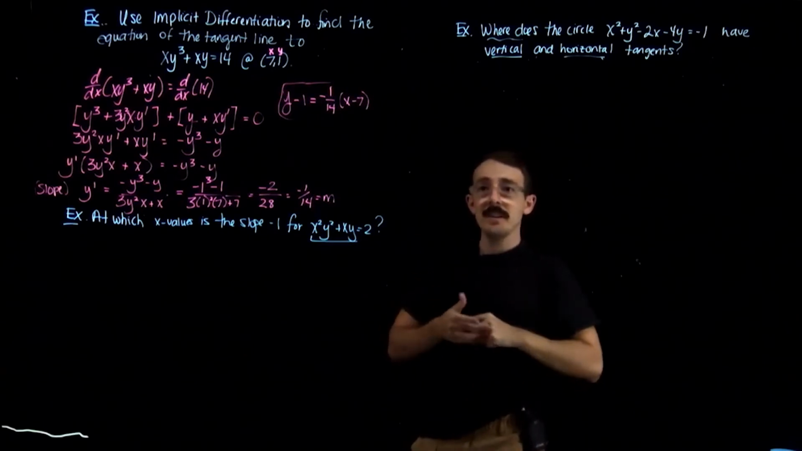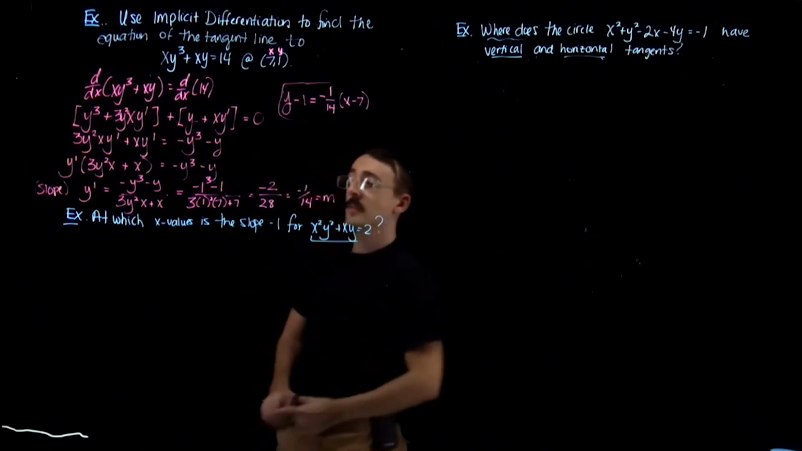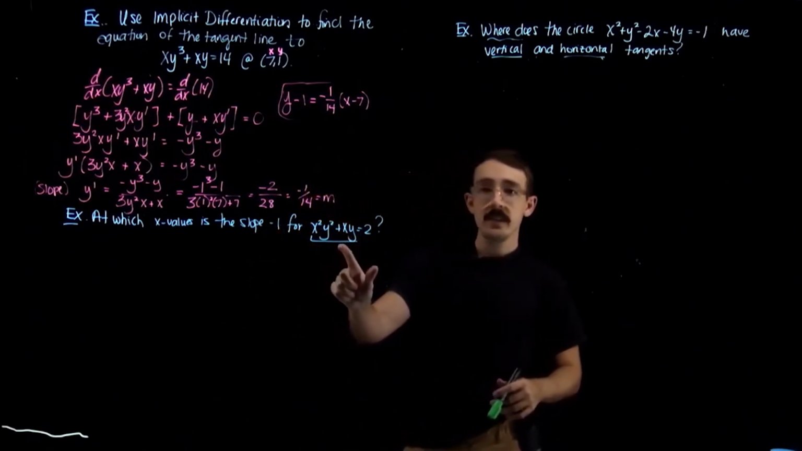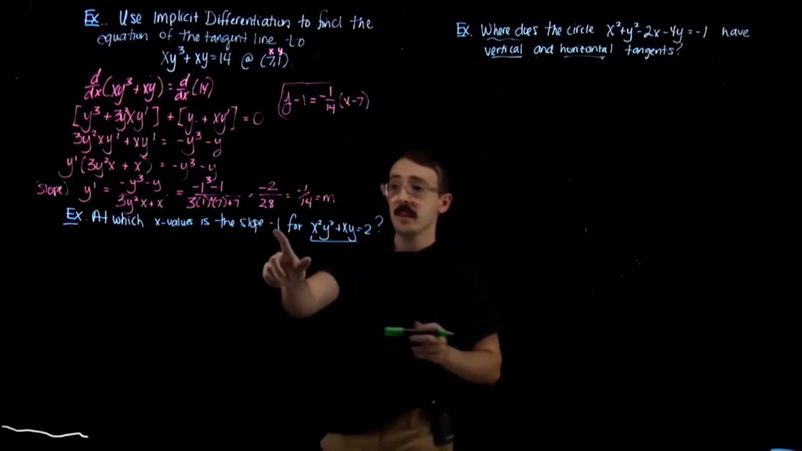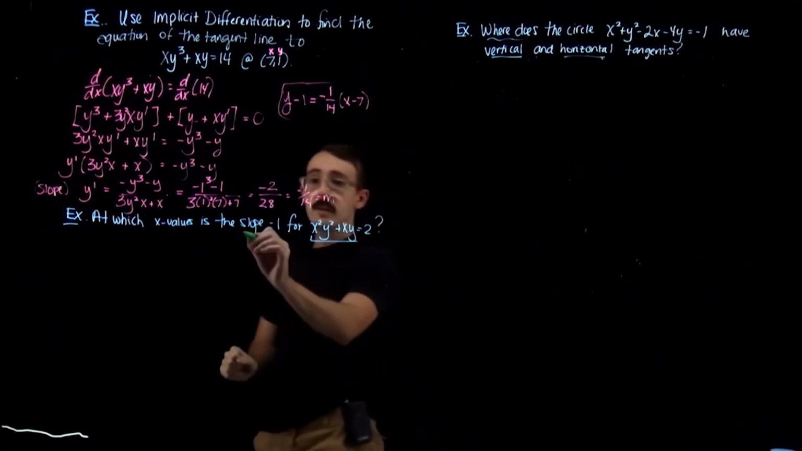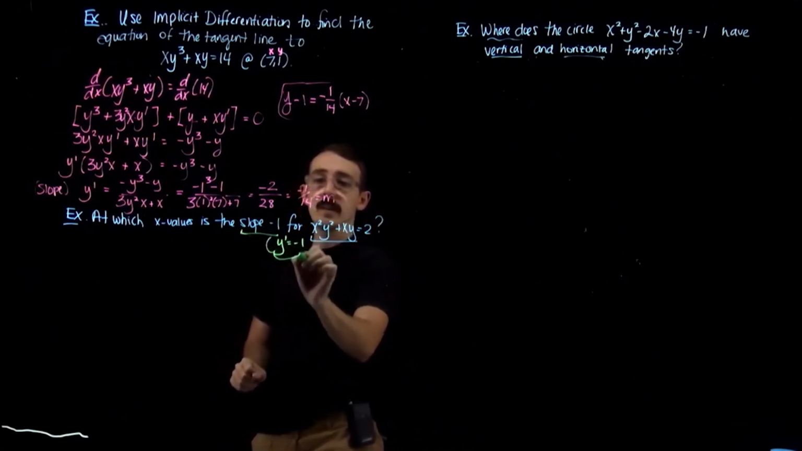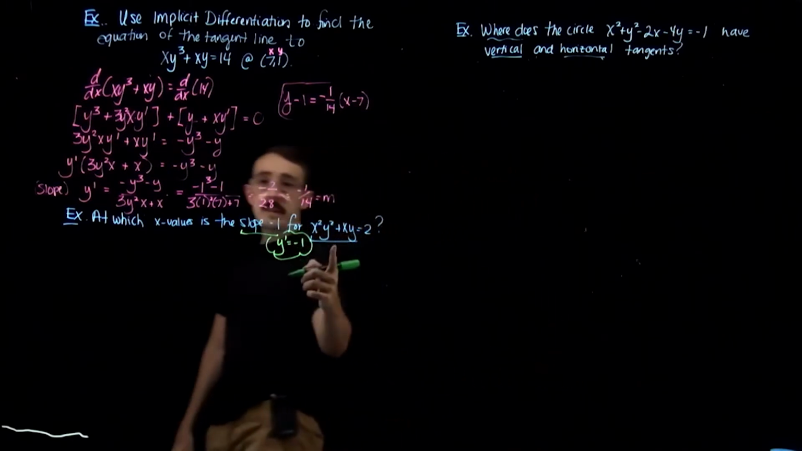OK, moving on to the second example. It says, for which x values is the slope negative 1 for this equation right here. So now they're giving me a specific slope. What this means is that y prime is going to equal negative 1. That's what they're telling us. The slope is going to be negative 1. We're still going to start the same way.